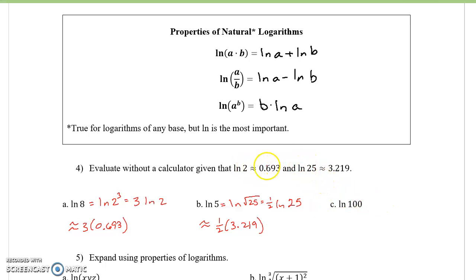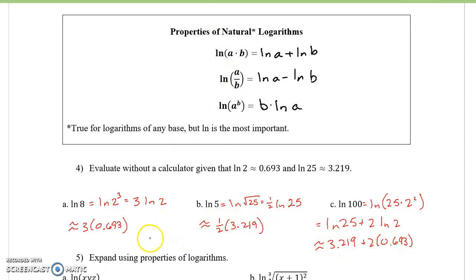Sometimes we have to use both of these values. You might notice that 100 is the same thing as 25 times 4, but 4 is the same thing as 2 times 2. So we can rewrite this as the natural log of 25 plus 2 times the natural log of 2. And since I know that the natural log of 25 is approximately 3.219, and I know that the natural log of 2 is approximately 0.693, we've turned our logarithmic expression into something that we can evaluate using arithmetic. All right, so that's just using some properties of natural logs.